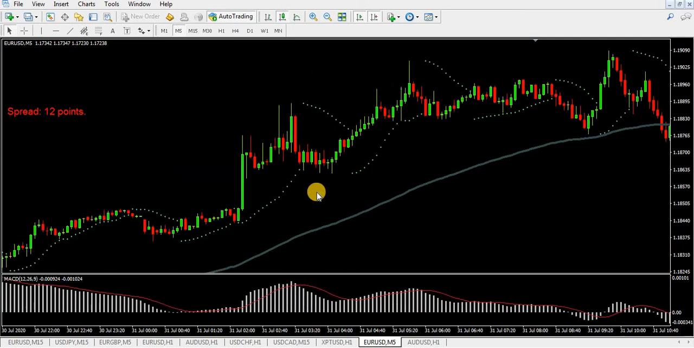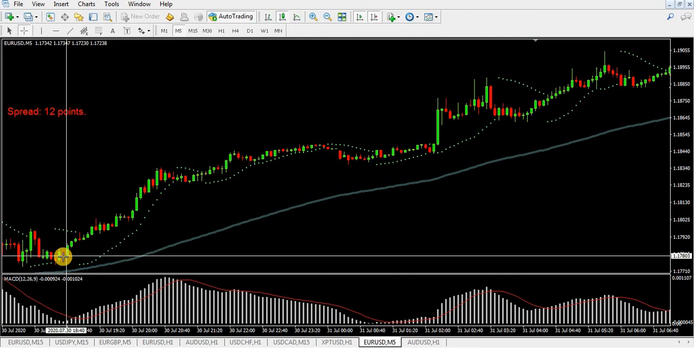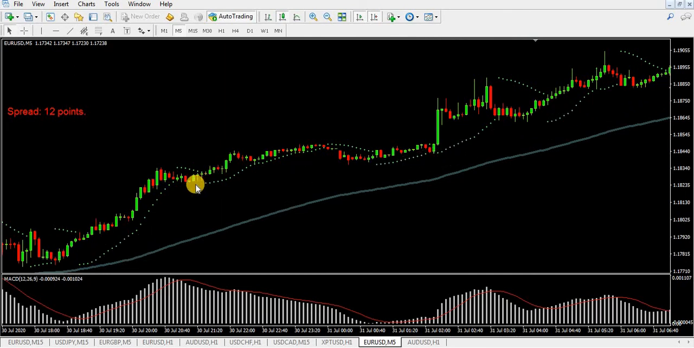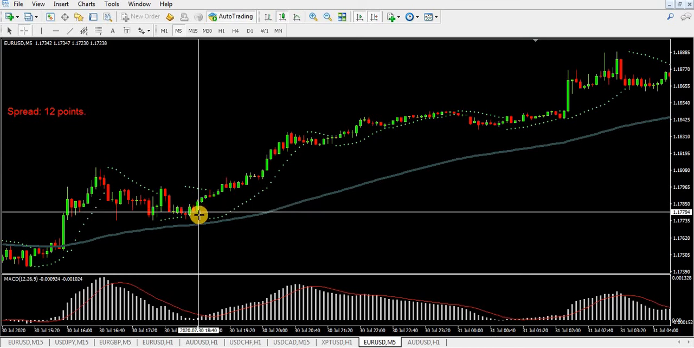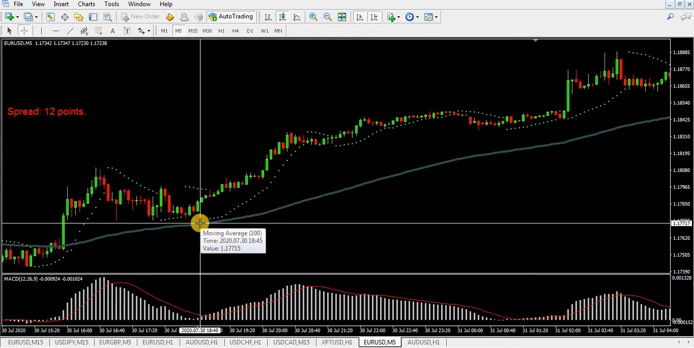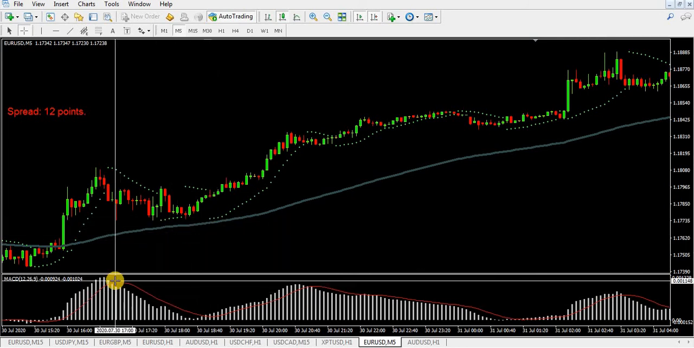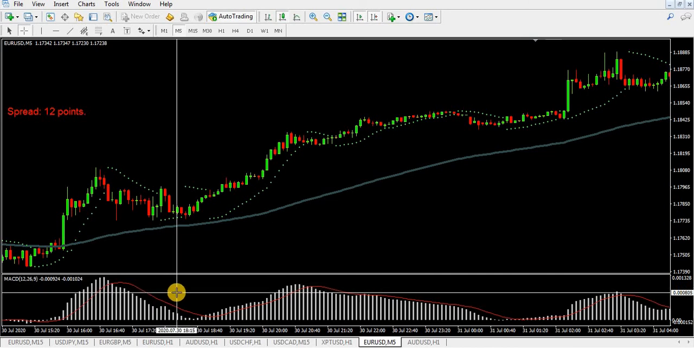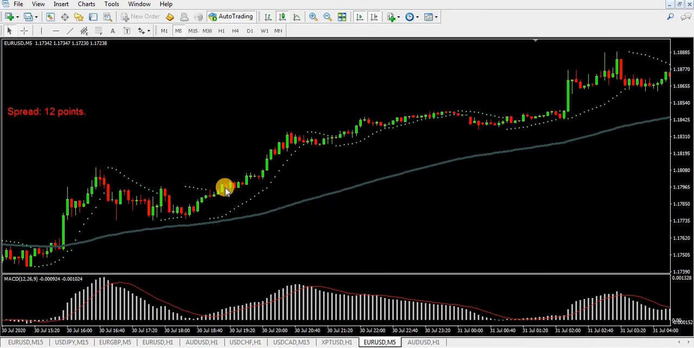So now let's look at some long entries. Let me give you some examples. We have a couple of examples here because we had a relatively long uptrend. So we have some beautiful examples here. Perfectly. We have again price above the 100 EMA. We have the Parabolic Sar pointing upwards, and also we have the signal line of the MACD above the zero level. So therefore, we get in, we get our 14 pips, we're out.